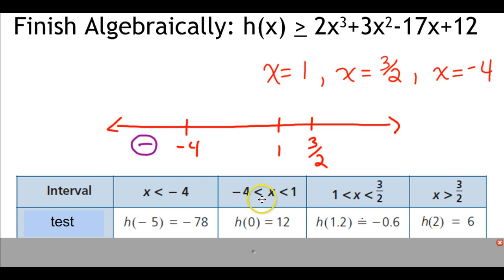In the section -4 less than x less than 1, so choosing something in here, a nice easy one of course is 0. 0, 0, 0. I'm left with 12. And so all the values in this section of the graph will be positive.